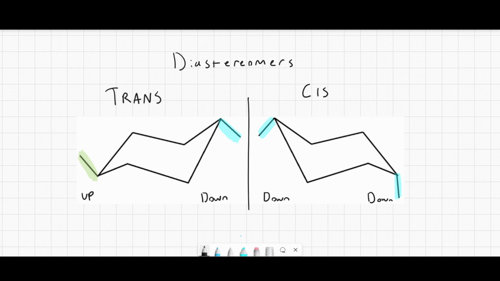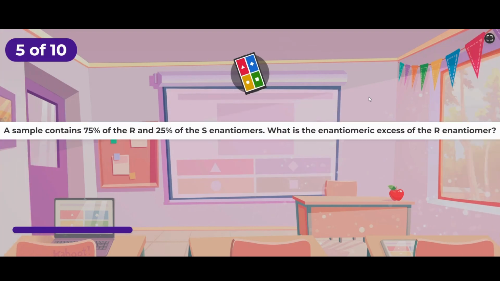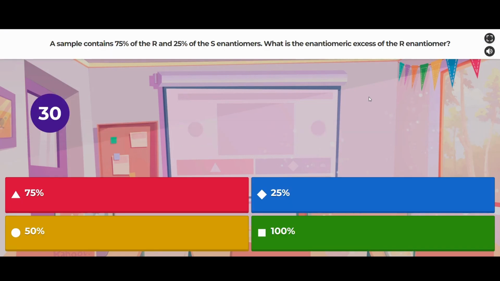Note that neither of these molecules are chiral. So as you can see, you don't need to be chiral to exist as a diastereomer. Just cis and trans is good enough. Question 5. A sample contains 75% of the R and 25% of the S enantiomers. What is the enantiomeric excess of the R enantiomer?